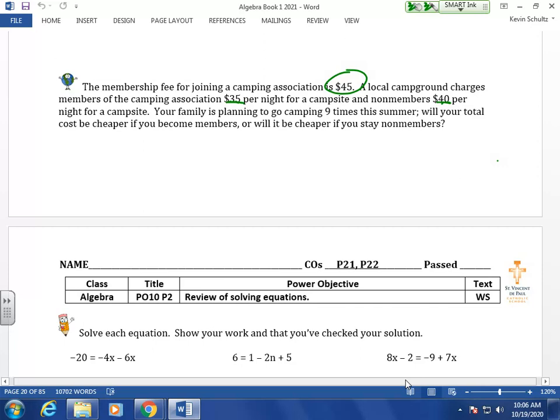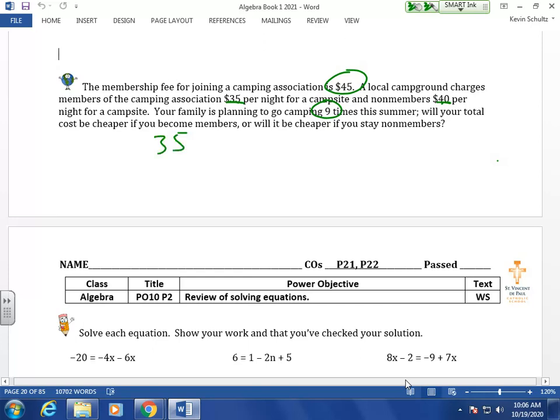So the question is, if you are going 9 times during the summer, is it more financially responsible to pay the $45 and get the cheaper rate per night, or just not become a member and pay the $40? So as a variables on both sides equation, what's this going to look like? How did you set this up? Peter? 35 times n and 45 times n.